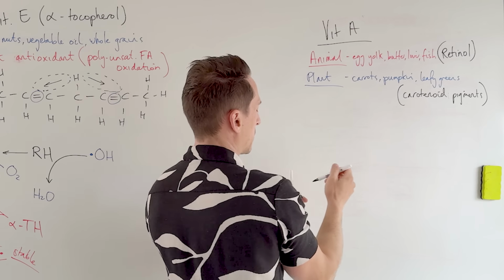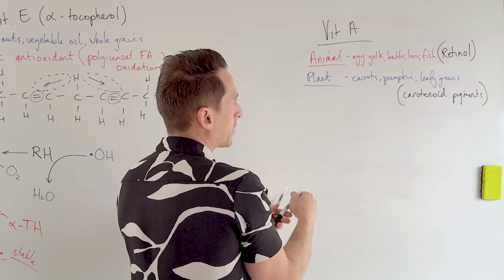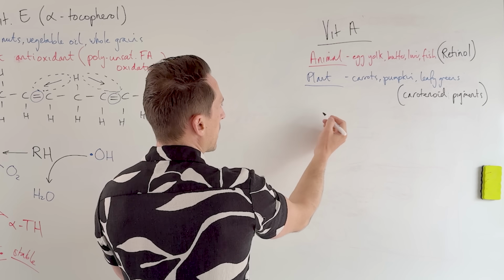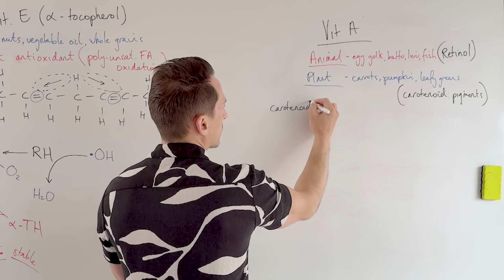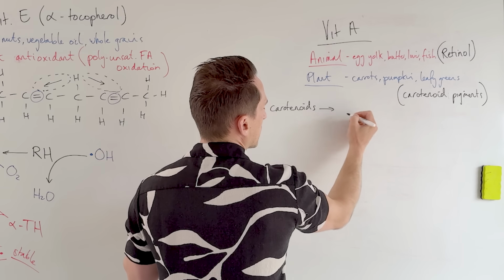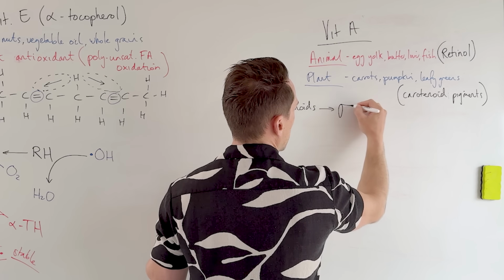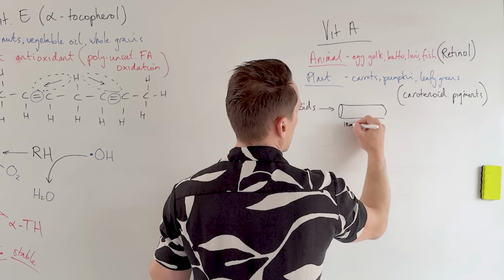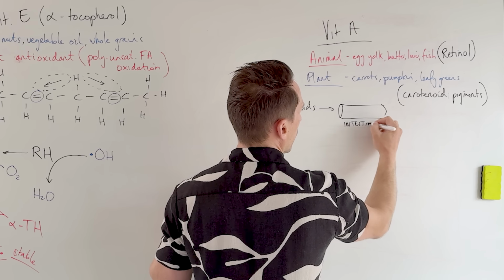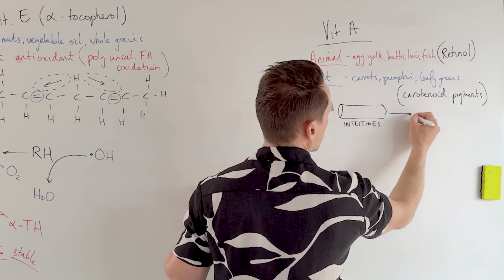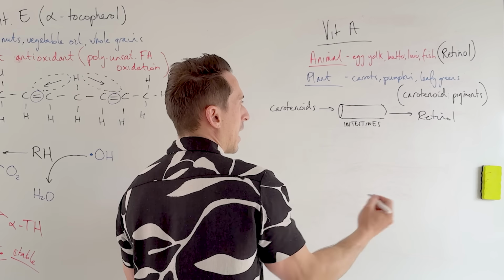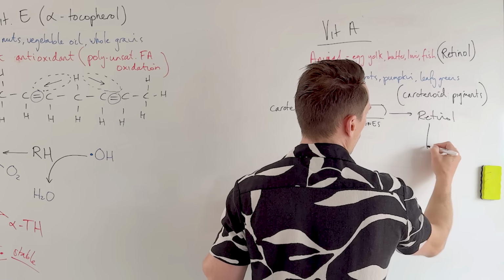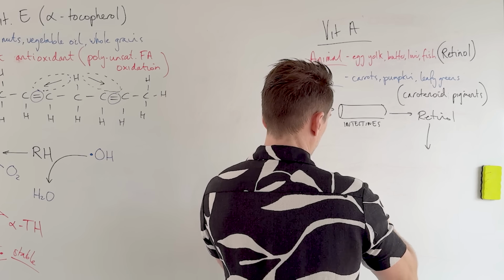Hence why they've got those particular colours. What we effectively need to do is, if we take the carotenoids and send them to the liver and the intestines, they will convert the carotenoids into retinol.